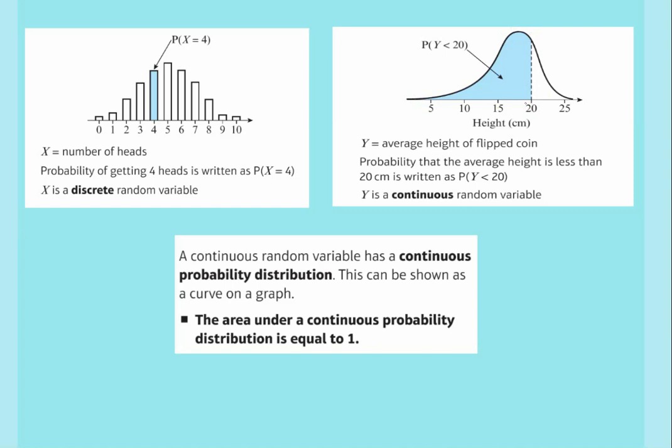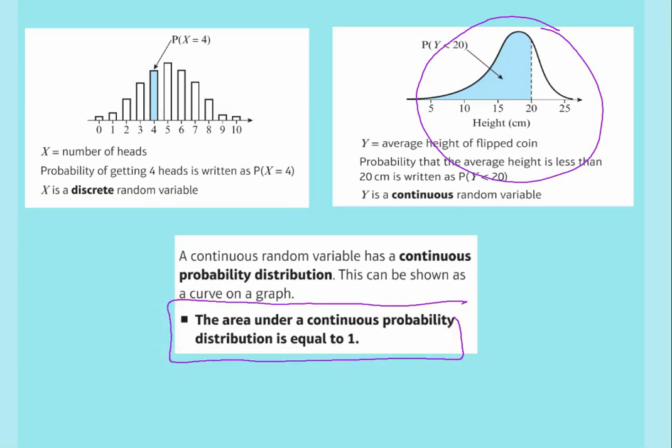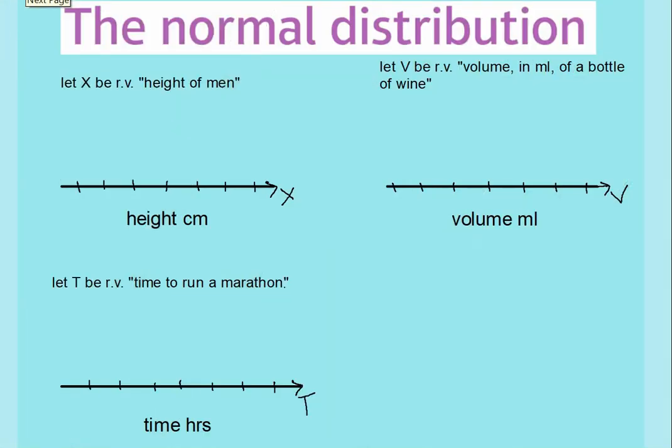Now, this is what we're looking at today, the continuous distributions. And it's really important to understand this fact here, that the area under a continuous probability distribution is equal to 1. Now, the normal distribution, you won't have that skewness, it will be perfectly symmetrical.